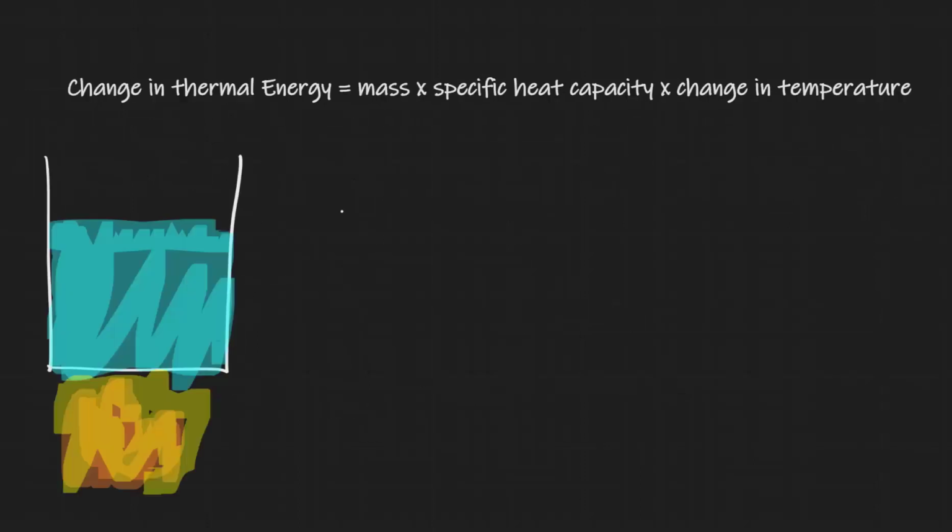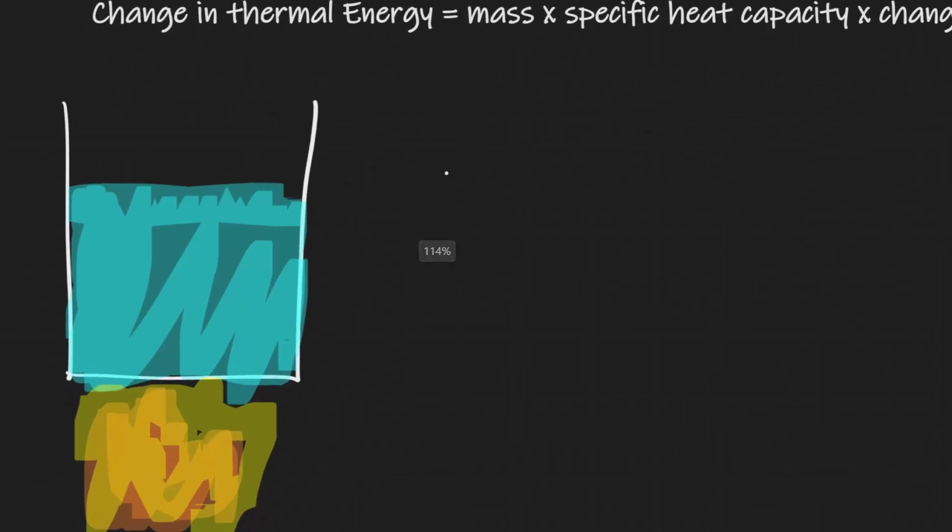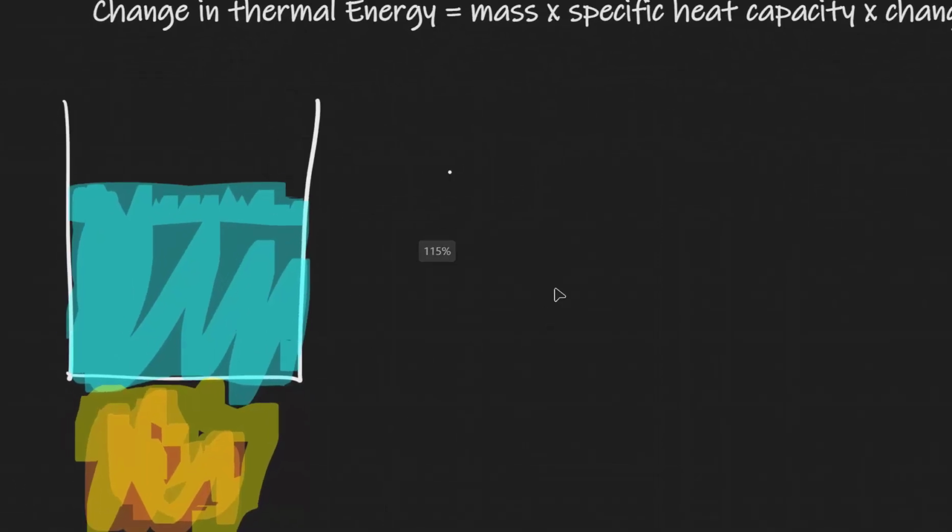Now I want you to imagine that we're heating up some water, maybe in a kettle or maybe with a Bunsen burner. You can see that with my professional drawing right across here. What will the amount of energy that we're inputting into the system actually depend on?